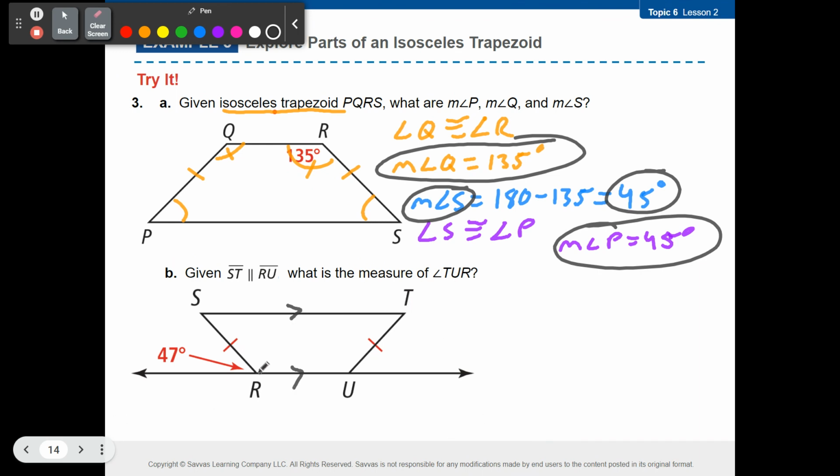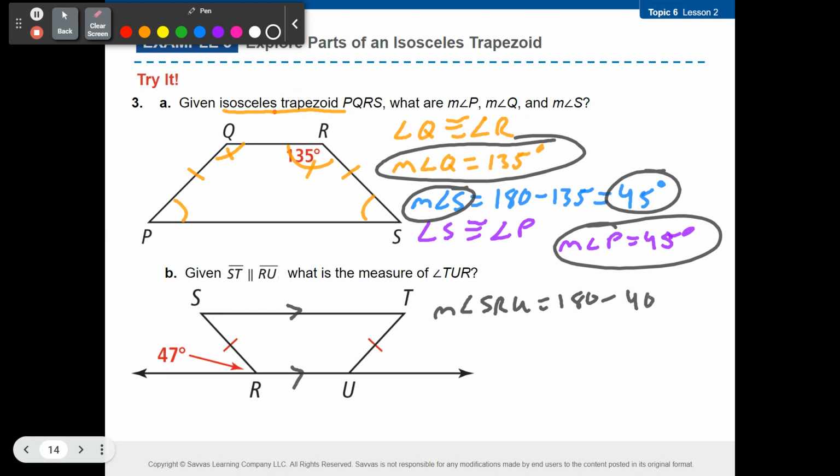So T to U to R. Well, if this is 47, we know that these two should be supplementary, right? Adjacent angles are supplementary in a trapezoid. So to find the measure of angle SRU, sorry, not R, we're going to first find SRU by taking 180 minus 47.